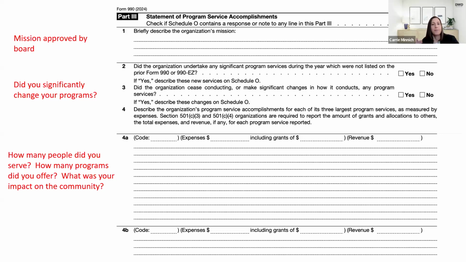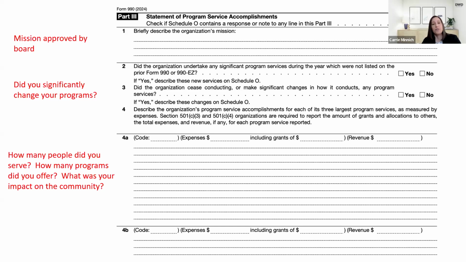2, 3, and 4 ask some additional questions about changes during the year. So if you significantly changed your programming during the year, we need to answer these questions yes and tell the IRS what you did. When you initially registered with the IRS to obtain tax exempt status, in your application, you told them that you were going to do certain programming, and they approved your tax exempt status based on that programming. So if that programming should change, then we need to make sure that the IRS is notified of that because that's a change from your original tax exempt application.